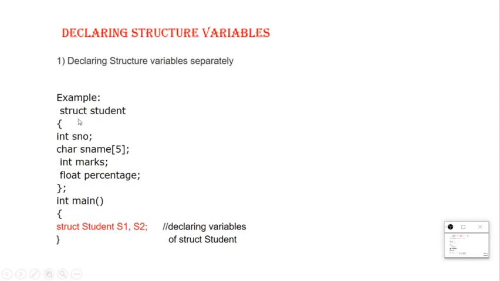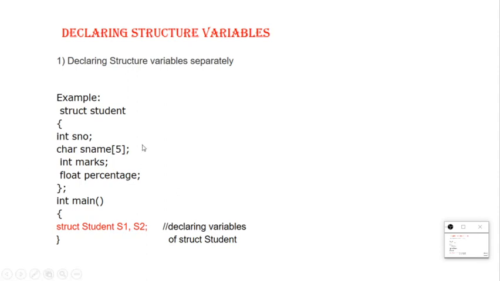How do we declare? We use the same program we just discussed. Struct student, int serial number, char student name, int marks, float percentage, close bracket, semicolon. This is how we end our structure, and we are declaring structure variables s1 and s2 in the main. See, struct space student, that is the structure name, struct student s1 comma s2. This is one way of declaring structure variables separately in the main.